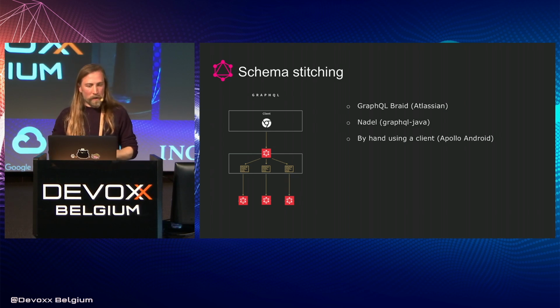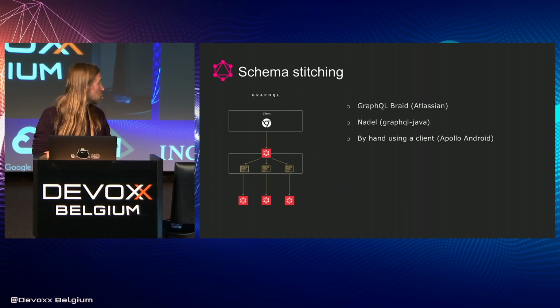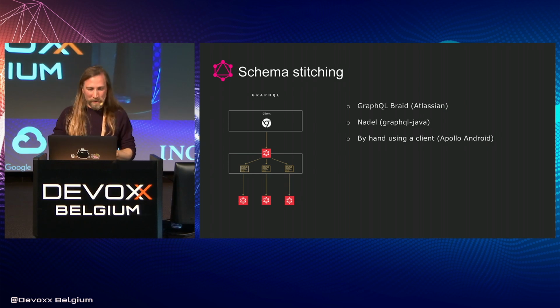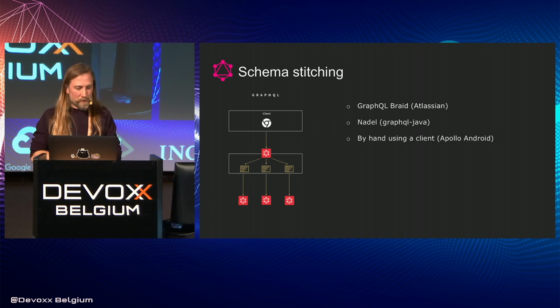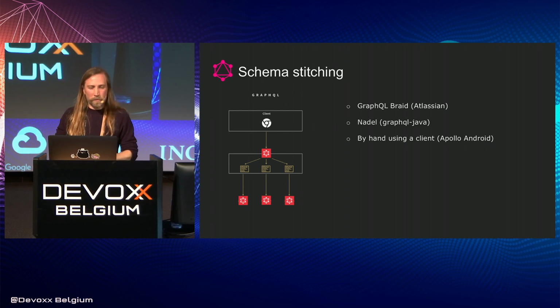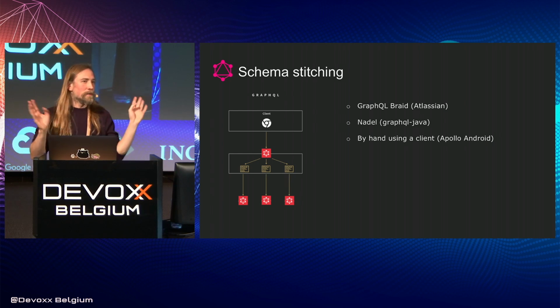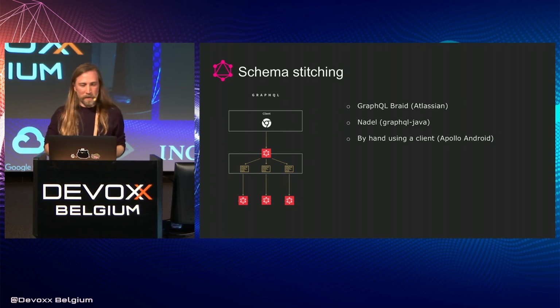So we have a couple of libraries in the Java ecosystem that will help you with this. One being GraphQL Braid. It's developed by Atlassian. It does, well, exactly that. It braids multiple schemas into one big thing. There is a project called Nadel. It's developed by the GraphQL Java team, but it's super early alpha, experimental. God knows what happens to it. So at this moment at least, it's more inspiration than something you should really do.